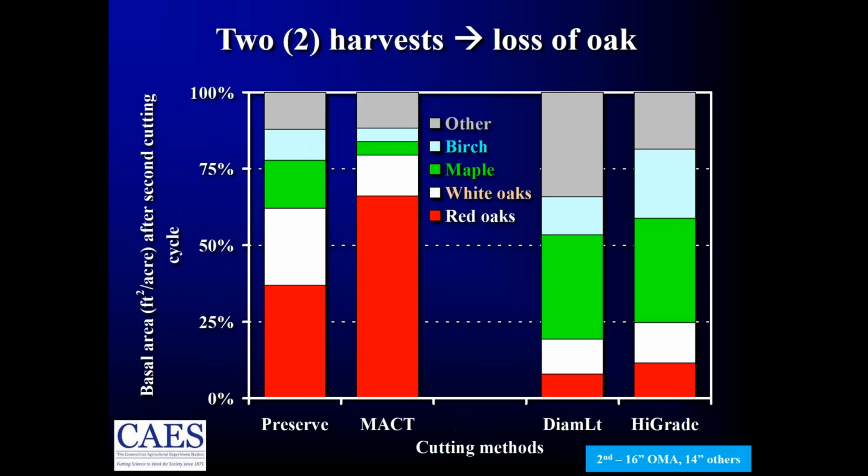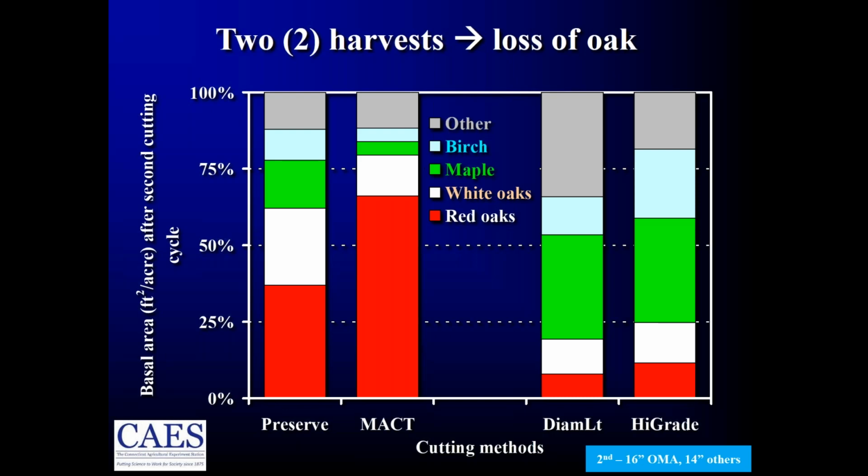Well, then we did a second cutting cycle. We went through. Actually, next year we're going to be doing our third cutting cycle on this. And here's the scary thing. Even if you put in a diameter limit cut, where you're cutting out the cull trees, after the second cutting cycle, the residual stand of a diameter limit cut after 2 and a high grade is identical. We've lost most of our valuable oaks.